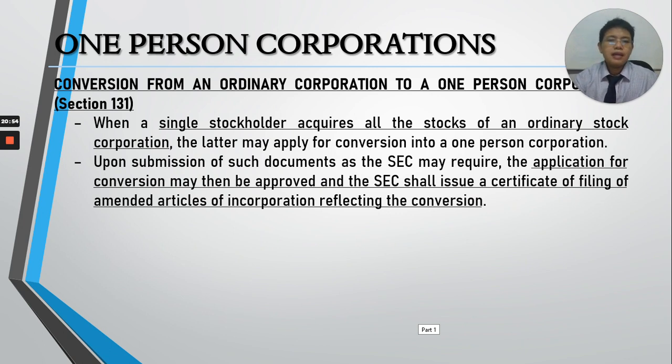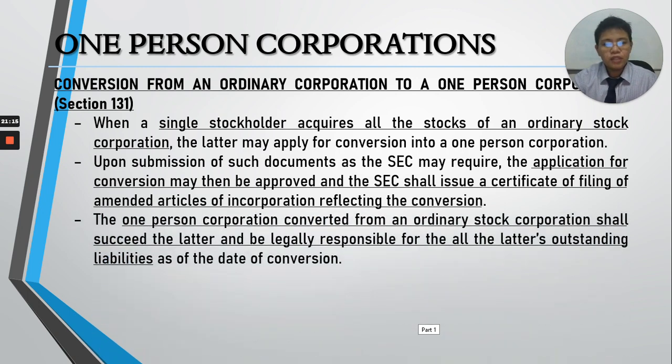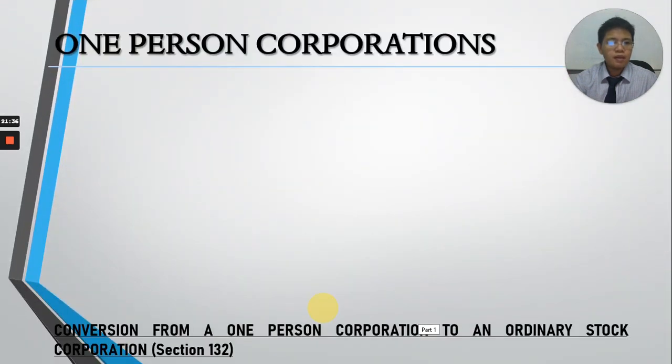So, the remaining stockholder must submit such documents as the SEC may require, and the application for conversion will be approved by the SEC by issuing a certificate of filing of amended articles of incorporation reflecting the conversion. So, yung one-person corporation which was originally an ordinary stock corporation shall be legally responsible for the obligation of the original ordinary stock corporation as of the date of conversion.